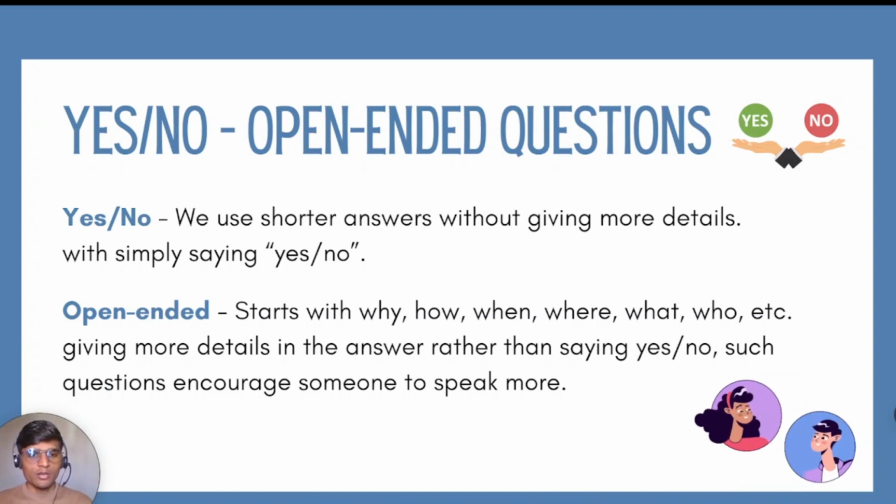So here are more important things to understand. You have to understand yes and no questions and open-ended questions. We have discussed this over and over. I want to quickly give you a recap or reminder. Yes and no questions we use for just saying yes or no, not giving a long answer, while open-ended questions start with why, how, when, before the helping verb.